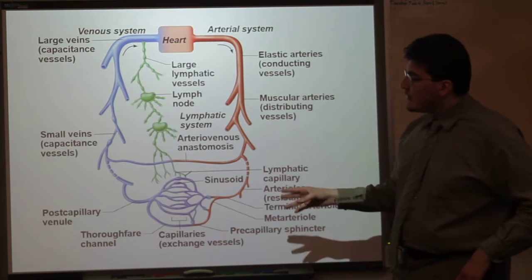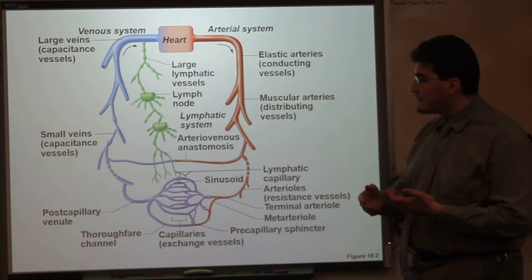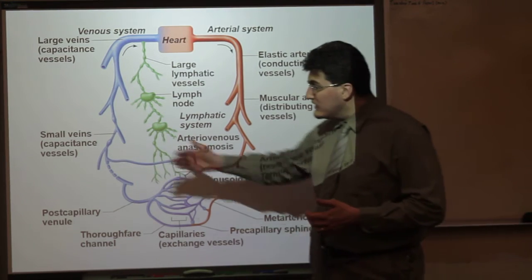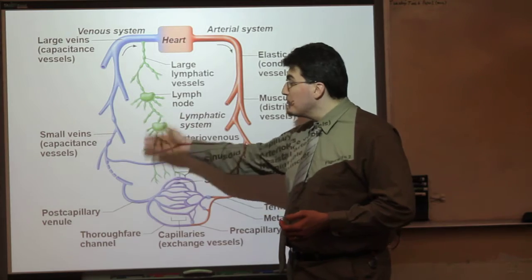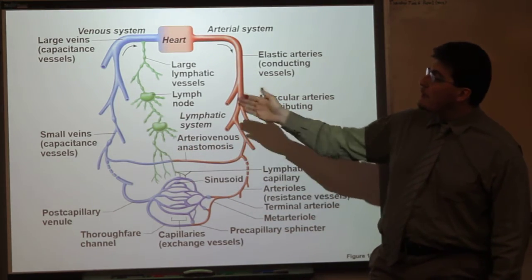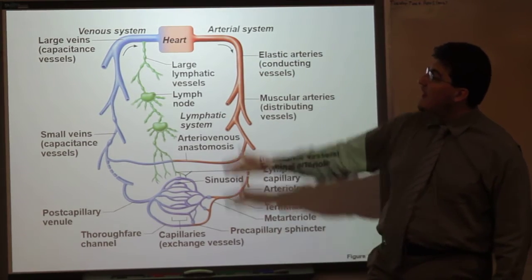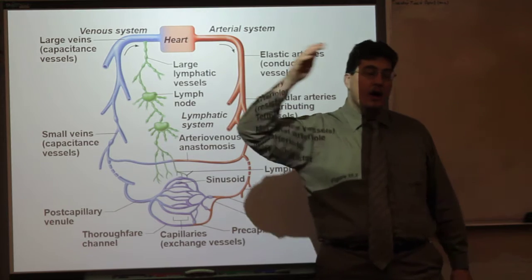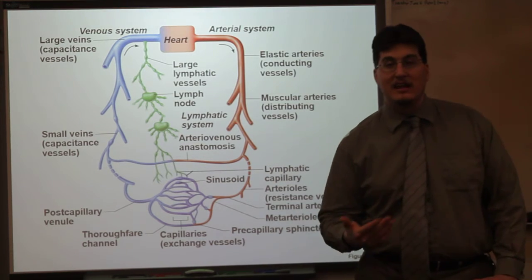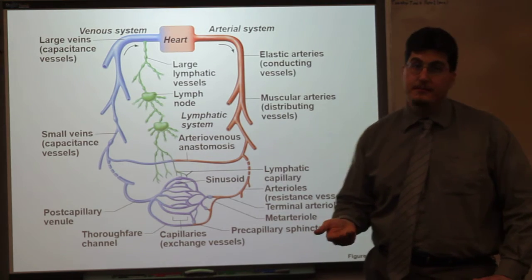So a postcapillary venule is the venule that will receive the blood after a capillary. That will flow into a vein, the small capacitance vessels that will receive that blood. Those small veins will lead to larger and yet larger veins until we reach our venous system that drains directly into the heart, this being our right heart.